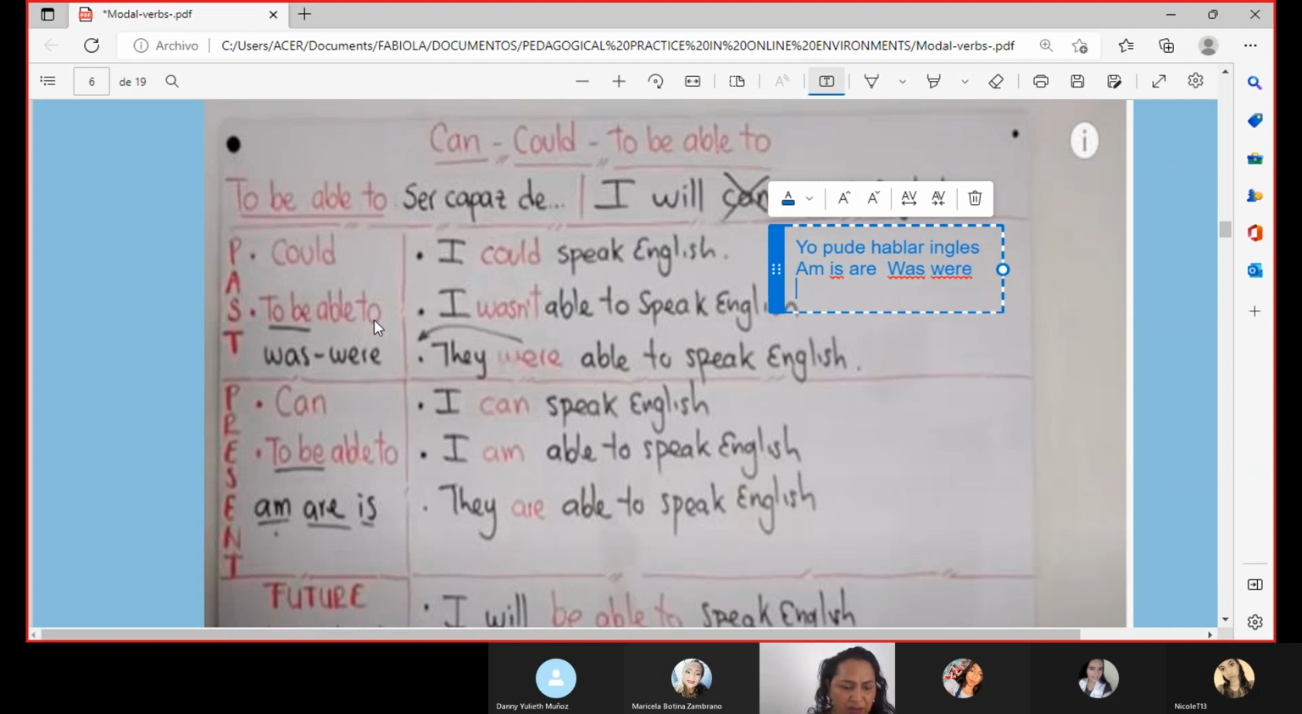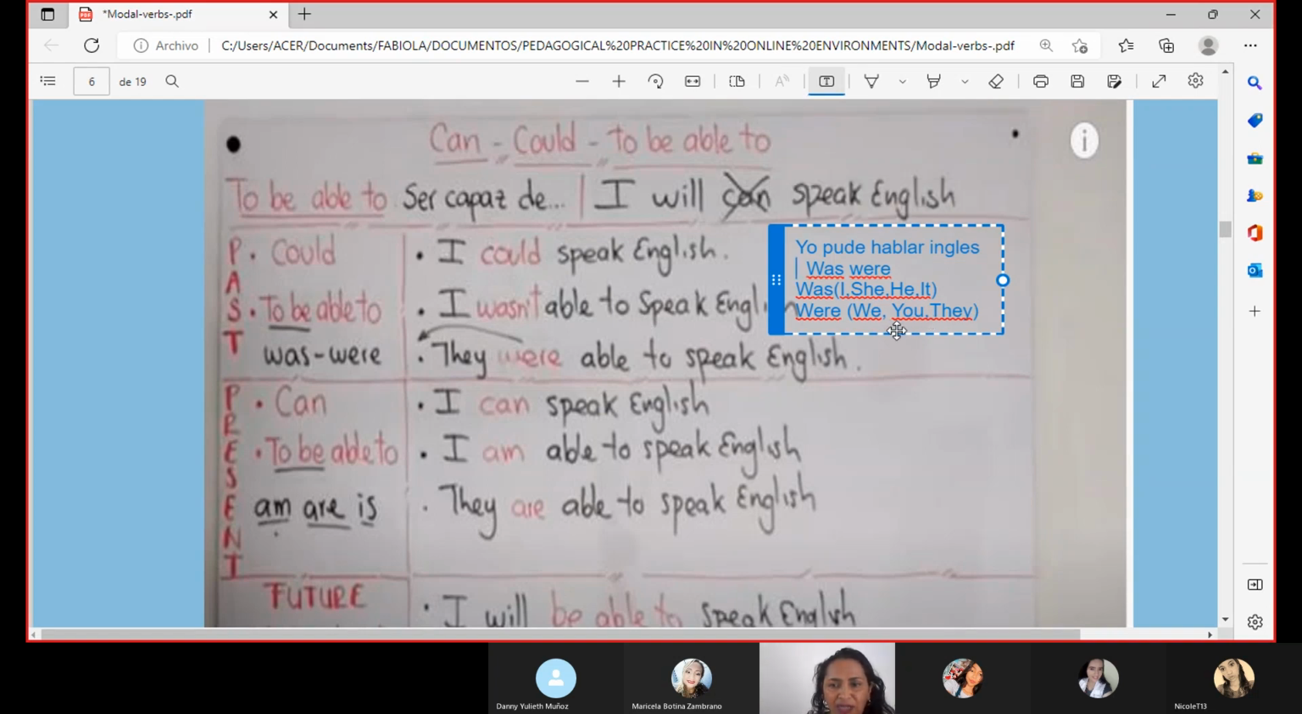And remember that you use was for the pronouns I, she, he, and it. Yes? And you use were when you talk about the pronouns we, you, and they. In this case, you use were because it's in past. Remember this part. So was or were: was for I, she, he, it, and were for we, you, and they.